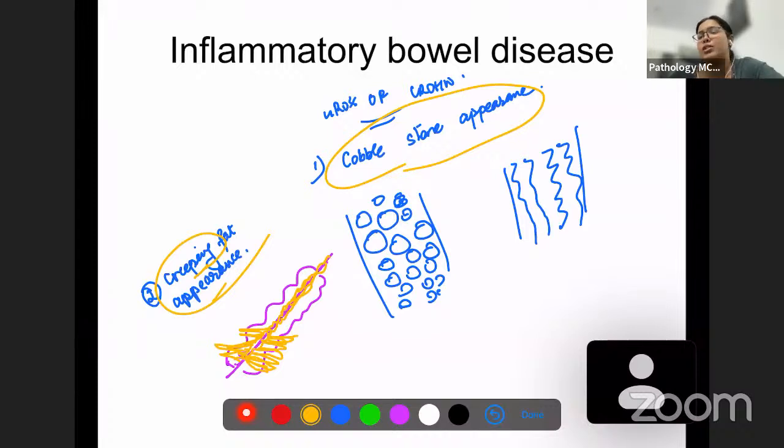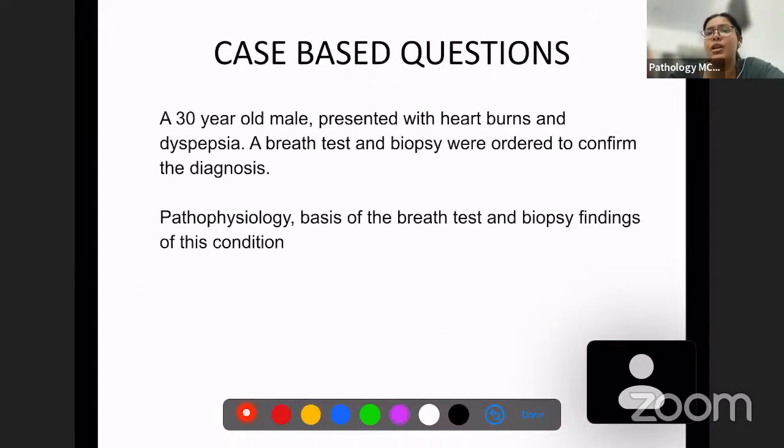Now we are going to discuss a few multiple choice questions. The first question is a 30-year-old male who presented with heartburn and dyspepsia. Breath test and biopsy were ordered to confirm the diagnosis.